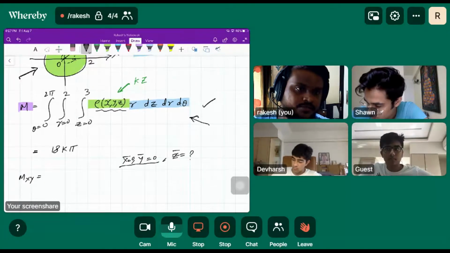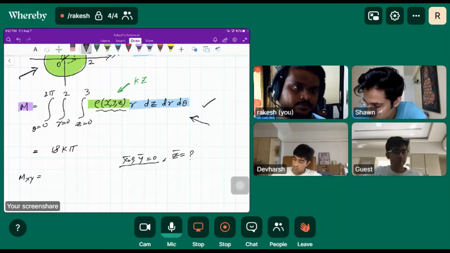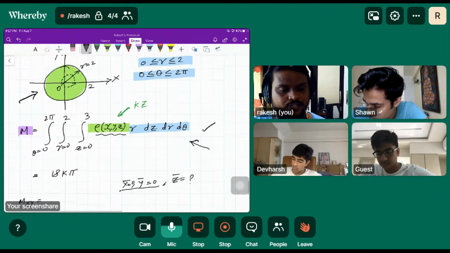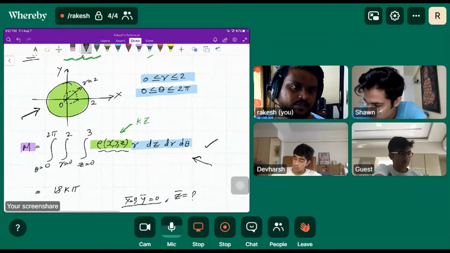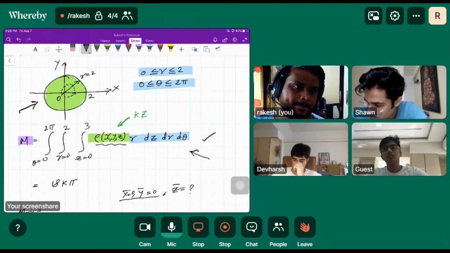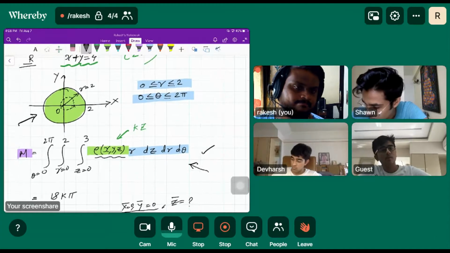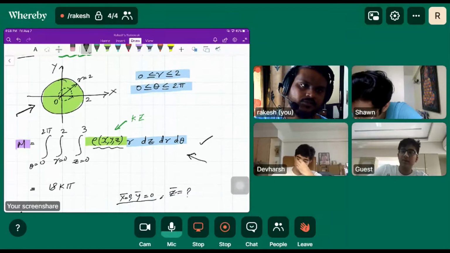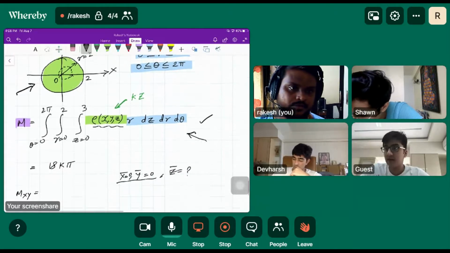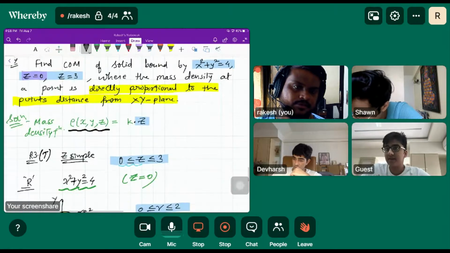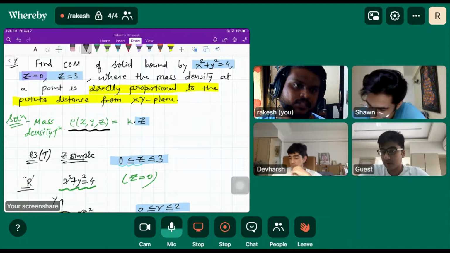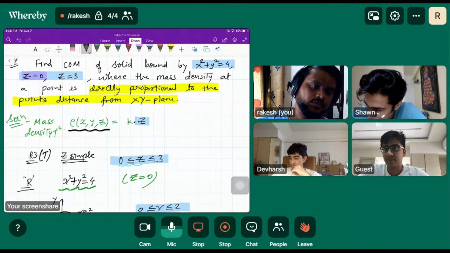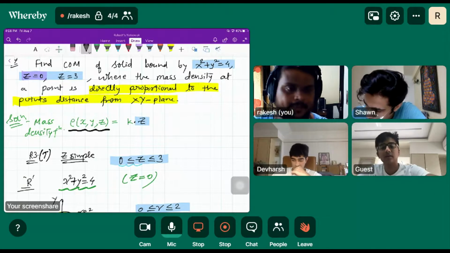Do you remember this stuff? Should I revise this setup a little bit? This setup is similar to a question we had done in the sheet also, right? The new part over here is understanding when they say proportional. If they had said inversely proportional to the square, then it could have been k upon r square, based on the condition they have given.